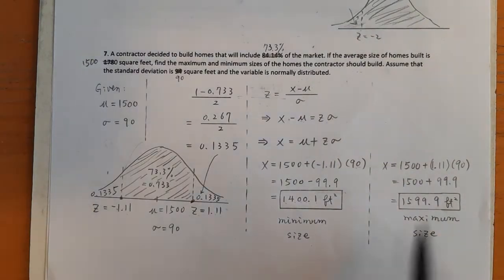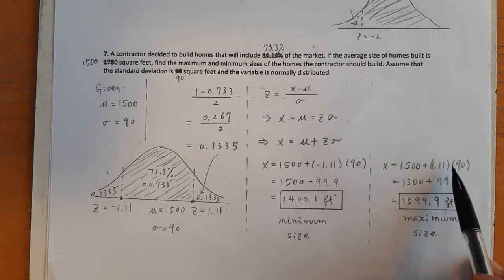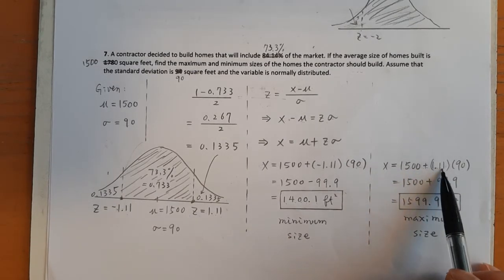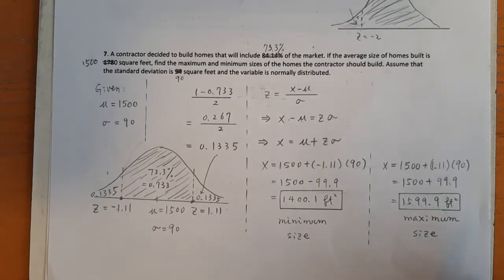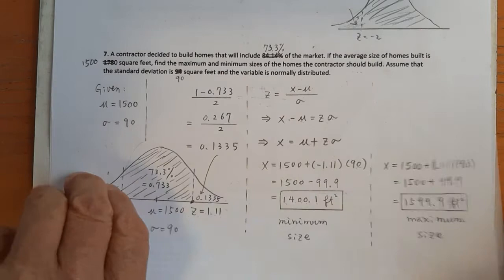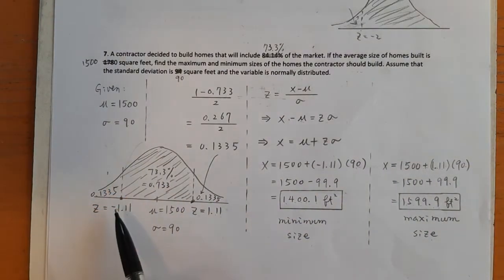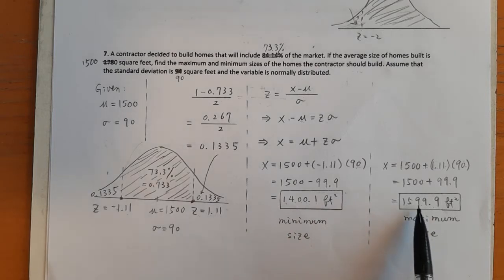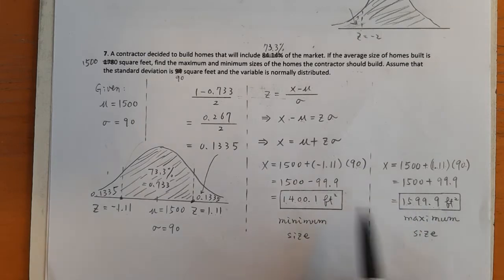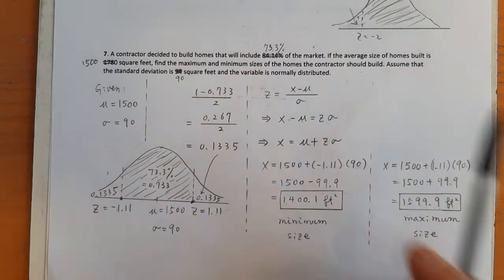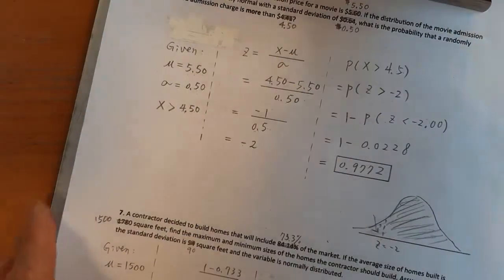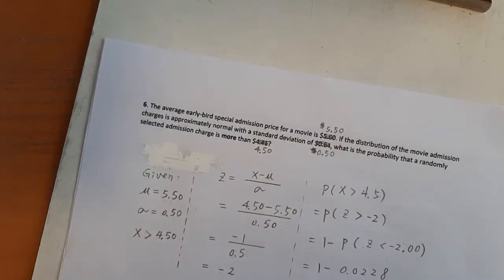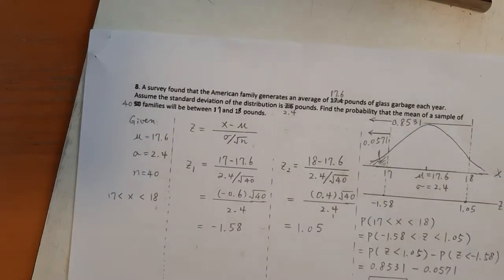The other side, use positive 1.11 and plug in: 1500 plus 1.11 times 90 is 1599.9 square feet. This is the maximum size of the house. So from a minimum of about 1,400 up to a maximum of about 1,600, that covers 73.3% of the houses to be built. Then that's question 7. Next, question 8.